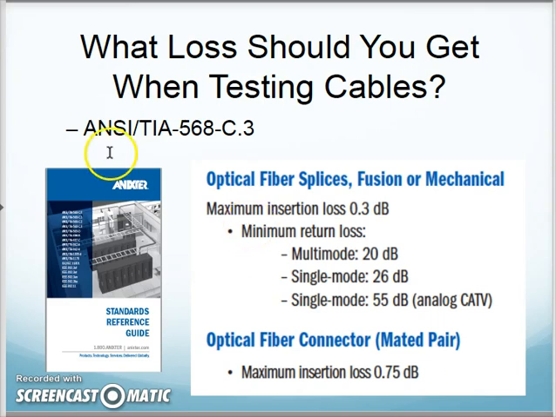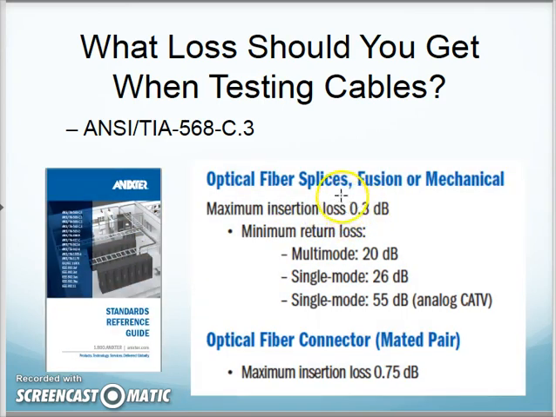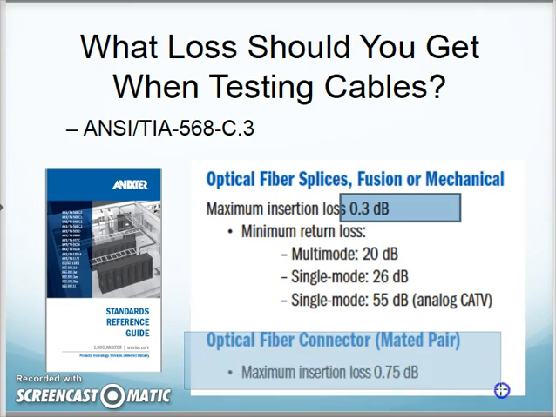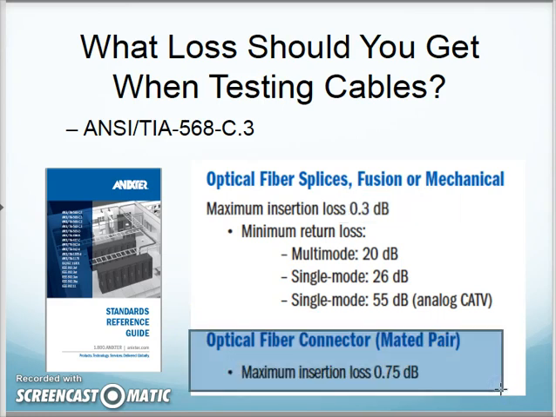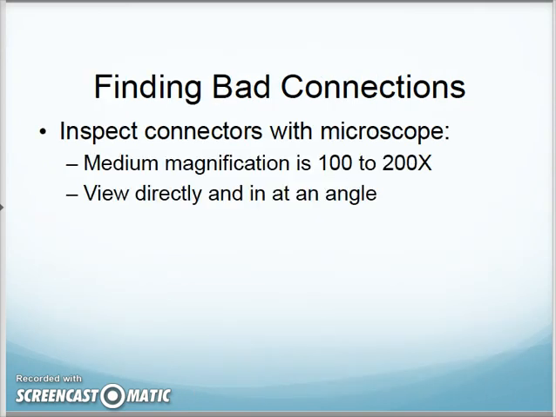And I pulled up our standard just to reference as I look at it. Our 568C3 standard says that the insertion loss for a fusion splice is 0.3 decibels. That's the maximum allowed insertion loss. Meanwhile, for a connector that you would be connecting onto the end of fiber, the maximum loss is 0.75 decibels. So again, keep those in the back of your brain as you would be testing fiber. Those would be the max values you'd be seeing. These are very small numbers of loss that should be here for that signal to get through.